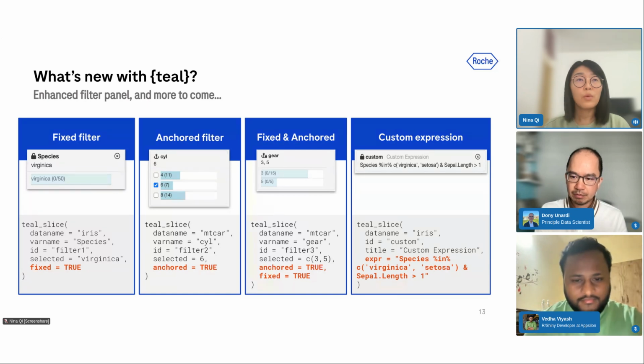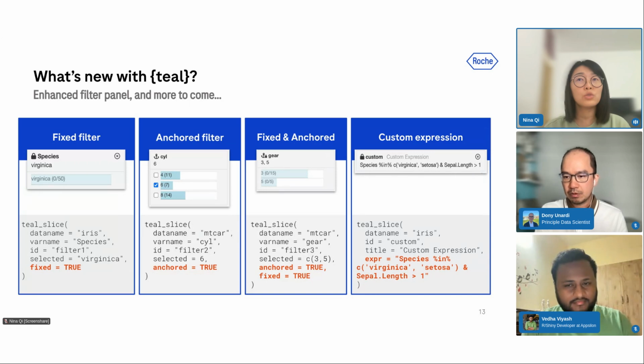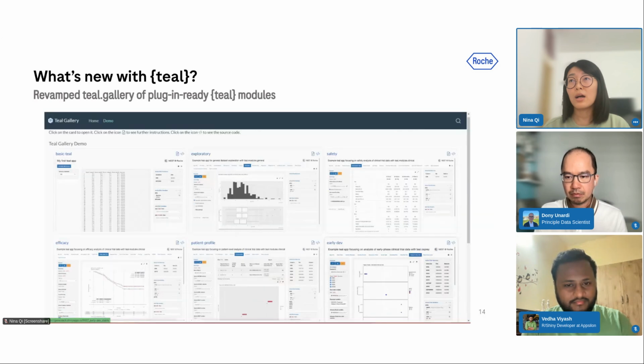We can now allow users to customize and set the state of different filters. For example, you can have fixed filters without any interactivity to maintain analysis robustness. And you can also have anchor filters, where you can anchor at a certain point and it cannot be removed. And you can mix and match, as well as use customized expressions to create your customized filters as well.